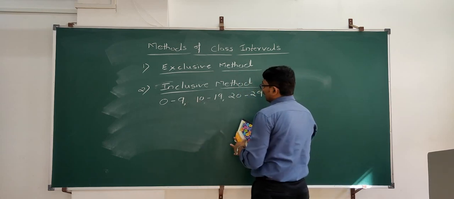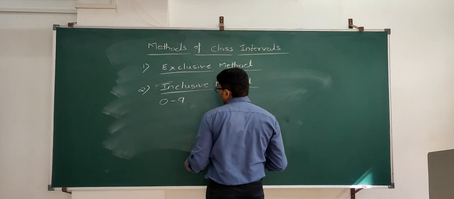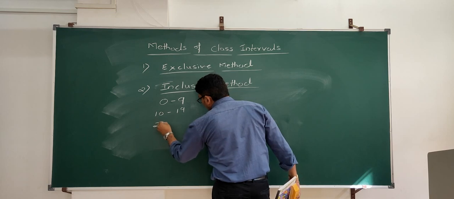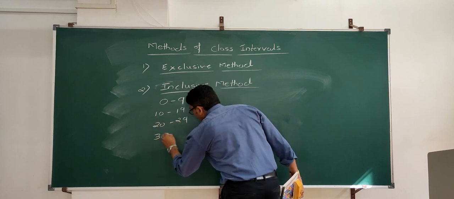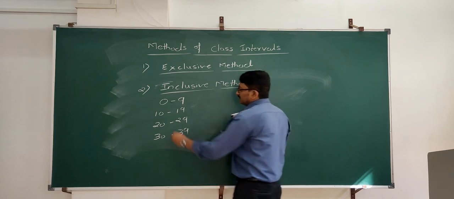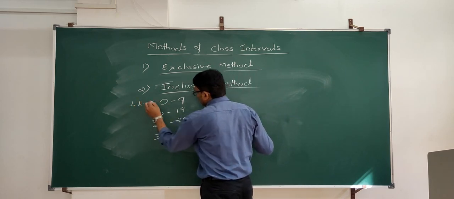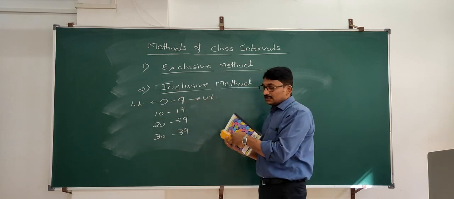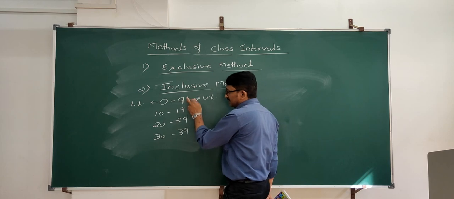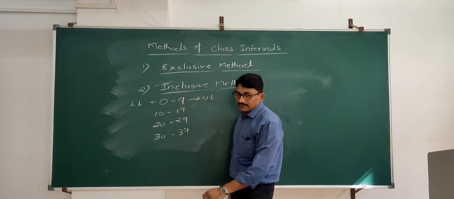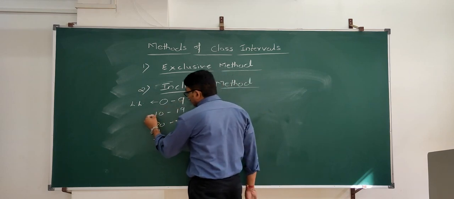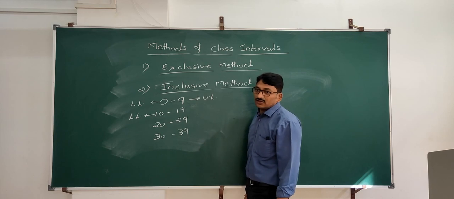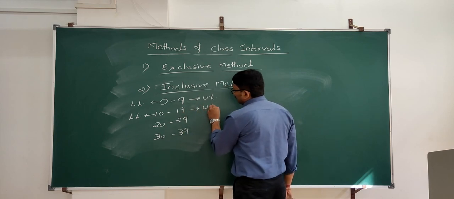See, same examples, I write one by one and I will explain. Now if it is 0 to 9, 10 to 19, 20 to 29 and 30 to 39. See here, 0 is the lower limit. Every class has two limits, so 0 is the lower limit, 9 is the upper limit, right? So check whether this 9, the upper limit, is repeated once again as a lower limit or not. No. So if it is not repeated, here 10 becomes the lower limit, then it is called the inclusive method of class interval. 19 becomes the upper limit.